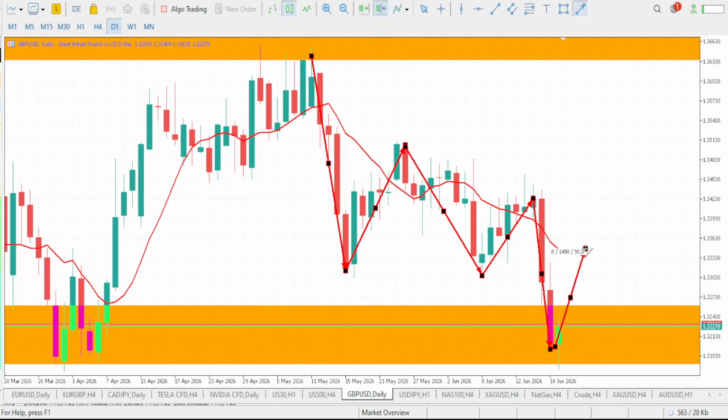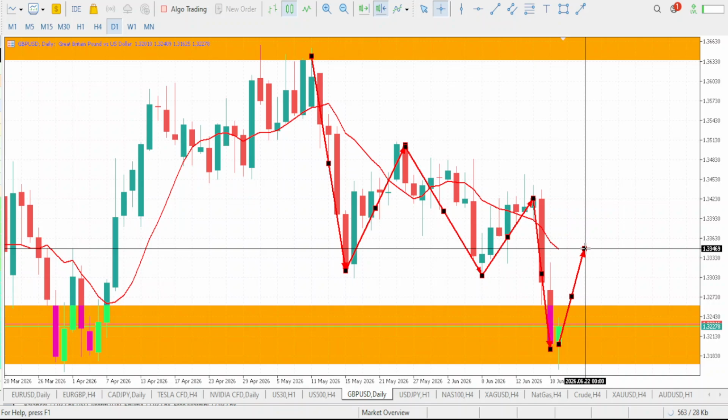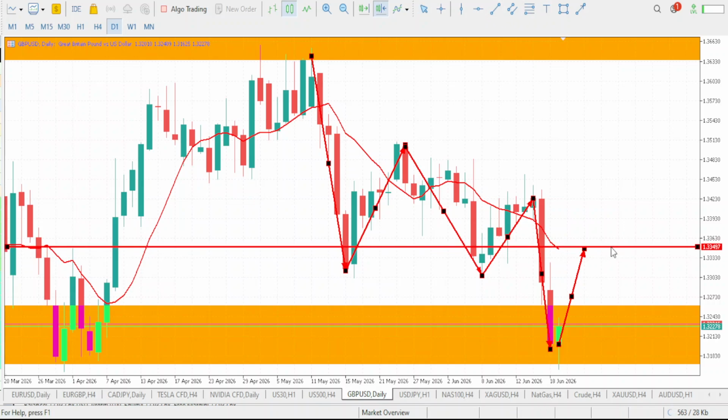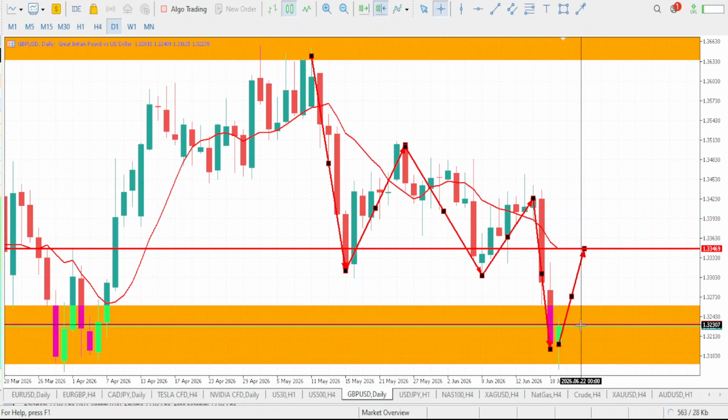So we will be expecting this pullback to come to a level of 1.33469. That will be about 118 pips. So guys, if the market opens on Monday and you're going for the buy to a level of 1.33469, you're going to make between 100 to 118 pips, right? That is what you'll be able to make.